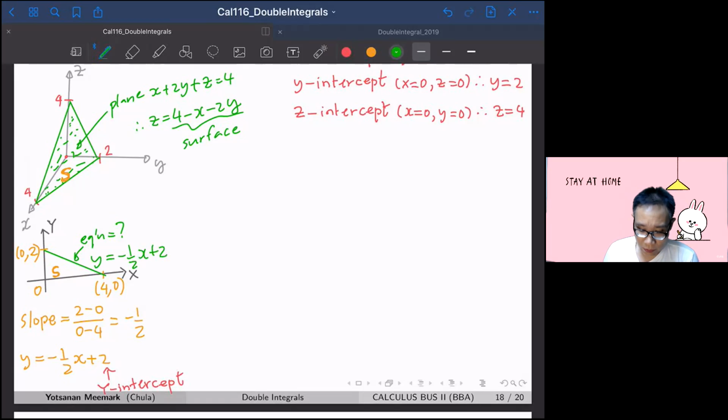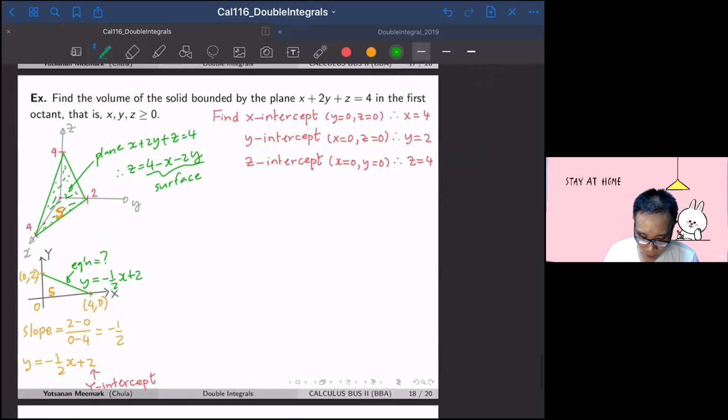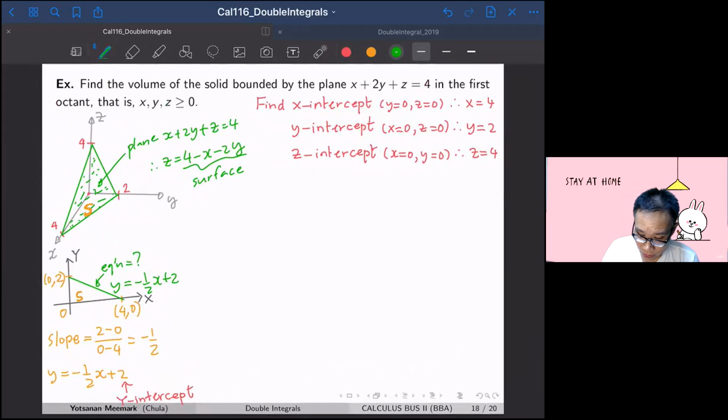Okay, and then you're going to set up the double integral over S. So you're going to get the volume to be the double integral over S of the surface dA. Okay, so you see that you can have x run first, or you can have y run first. And if you have y, it's going to be a fraction. So if you have the equation in terms of y, it turns out to be a fraction. It's kind of difficult to compute.